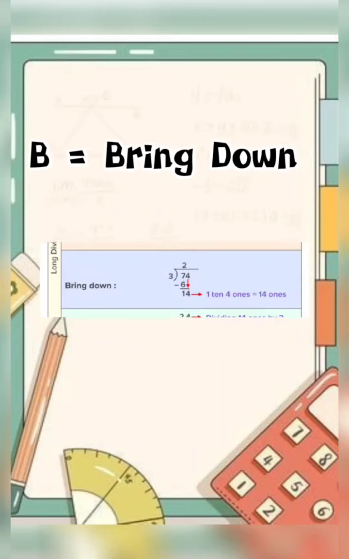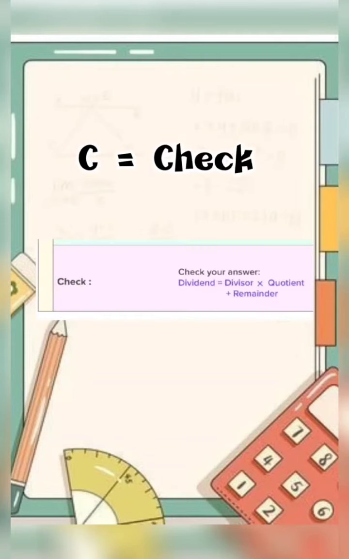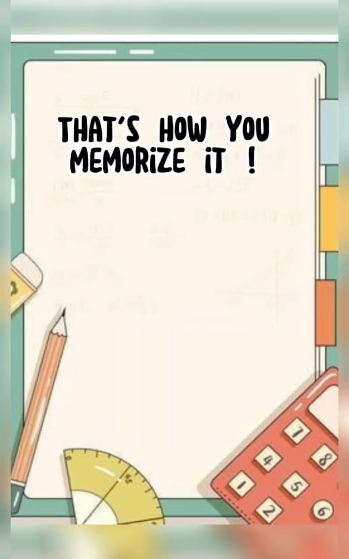B stands for bring down. Bring down the next digit of the dividend if it is present and repeat the same process until the last digit of the dividend. Z stands for zero remainder. Thus, we will get 0 as our remainder. And lastly, C stands for check. Check your answer by multiplying the divisor and the quotient. And that's how you memorize it.